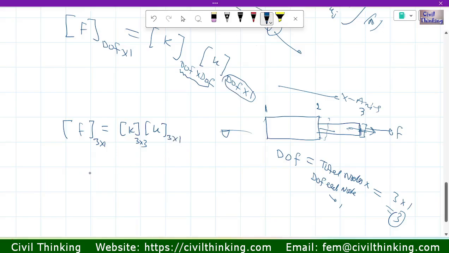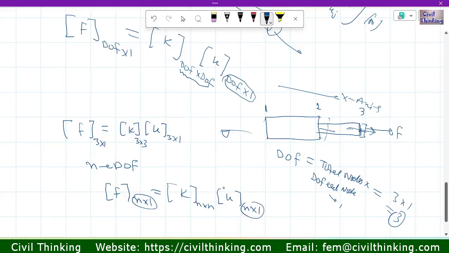So in short, if we have n degrees of freedom, the order of the force matrix is going to be n cross 1, for the stiffness matrix it is going to be n cross n, and for the displacement matrix it is going to be n cross 1. So n cross 1 is common for force and displacement, and for the stiffness matrix the order is degree of freedom times degree of freedom.